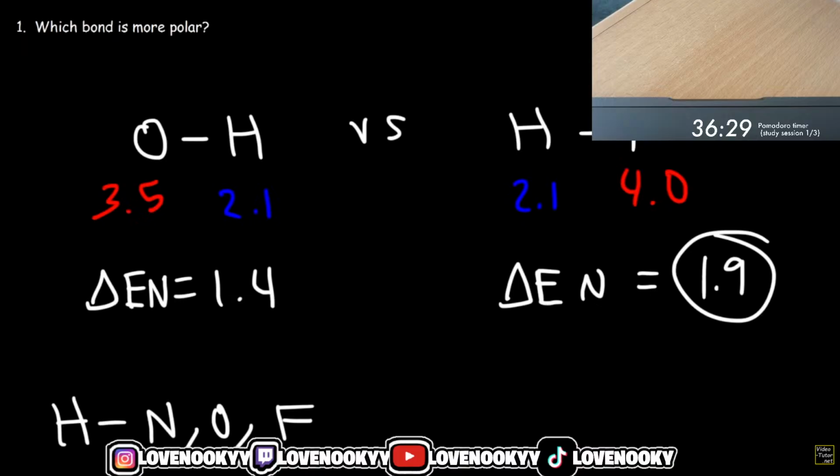Now we need to indicate the direction of polarity. Oxygen is more electronegative than hydrogen, so it's going to have the partial negative charge. Hydrogen is going to bear the partial positive charge. And fluorine is more electronegative than hydrogen. To draw the dipole moment, you need to point the arrow towards the more electronegative element, so you can do it like that. Now, what if you don't know the electronegativity values?